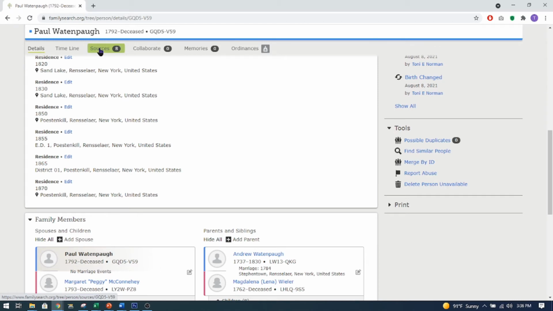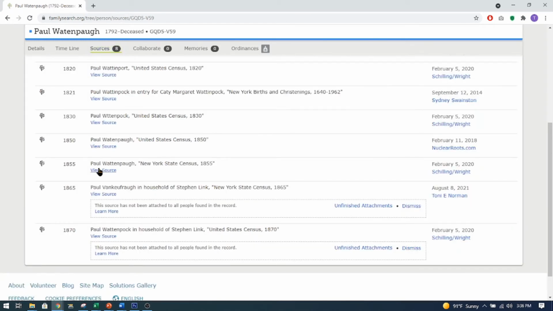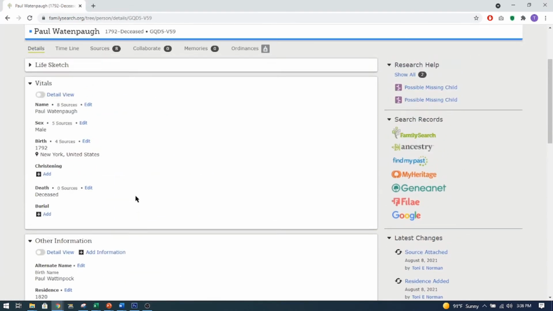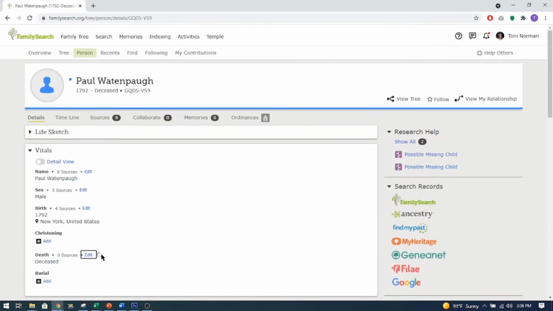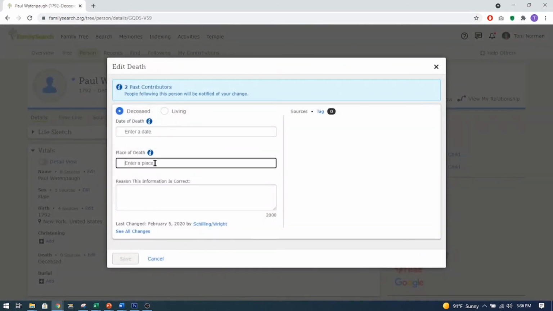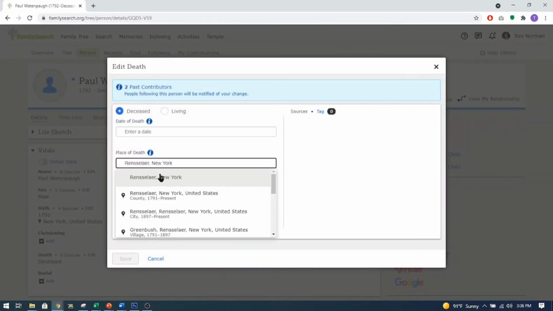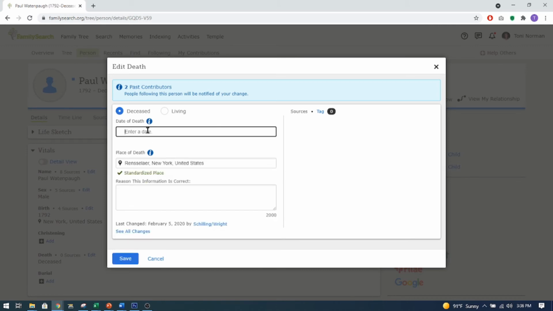So let's go back to his. And she was in the 1855, but not the 1865. So let's go in and we will put down the location. Since they always lived there, I'm pretty sure that's where he died. It may not be positive, but you can put in the information that you have. It can always be changed.